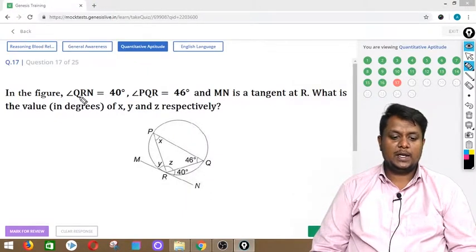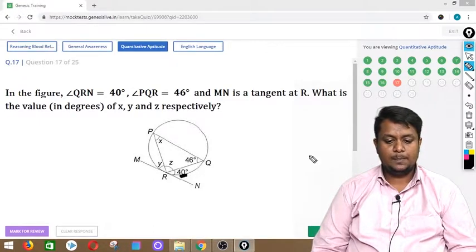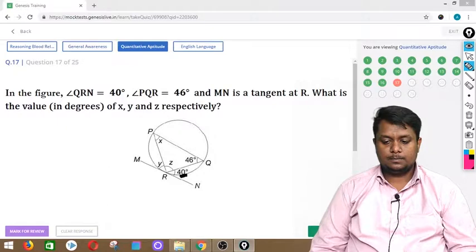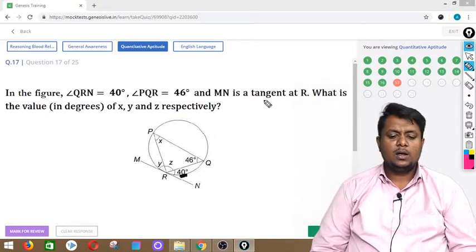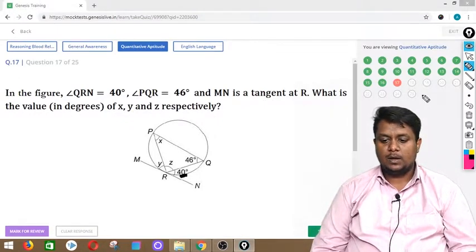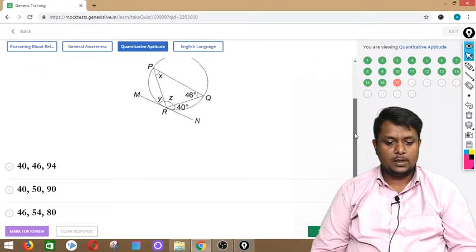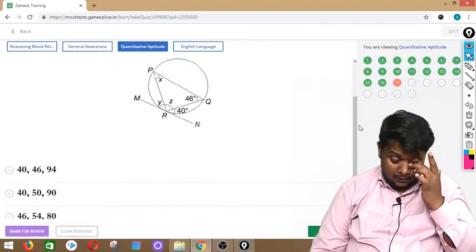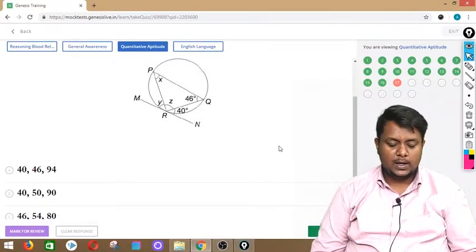In the figure, angle QRN is 40 degrees, that is given here. Angle PQR is 46 degrees, that is also given. What is the value in degrees of X, Y and Z respectively? Now we have to use the basic theorems of triangles to solve this particular question. Let us see the options first. We will keep the options visible. 40, 46, 94; 40, 59, 50; 90, 46, 54; and 80.